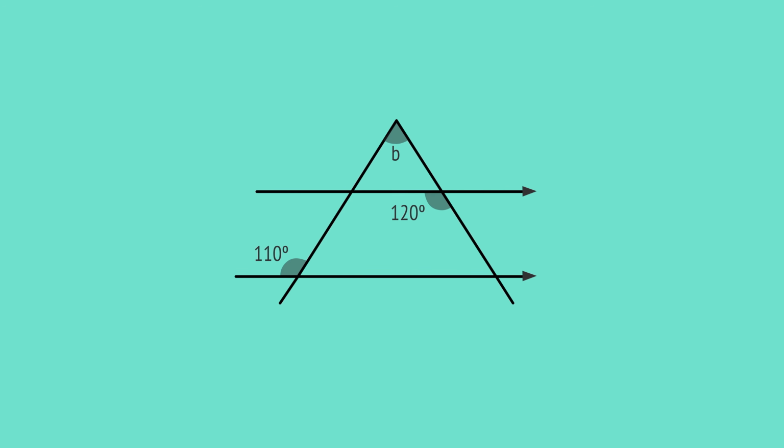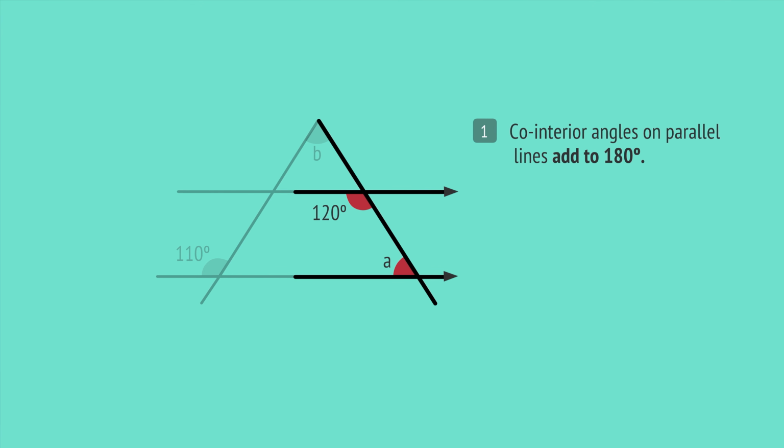Finally, in this example we have two parallel lines and two known angles on those lines. We need to find angle B. Now there are different ways to get to the answer, but we can start with this pair of co-interior angles, which add to 180 degrees. So that means angle A is 60 degrees.